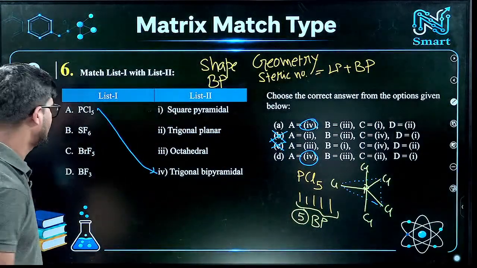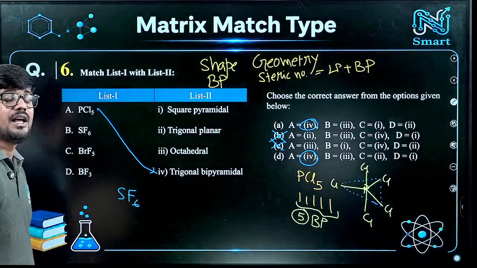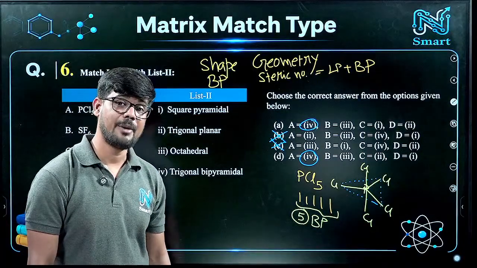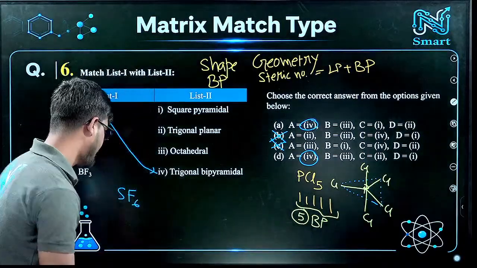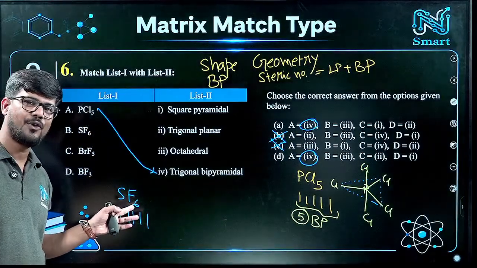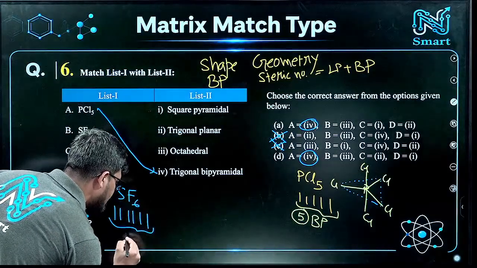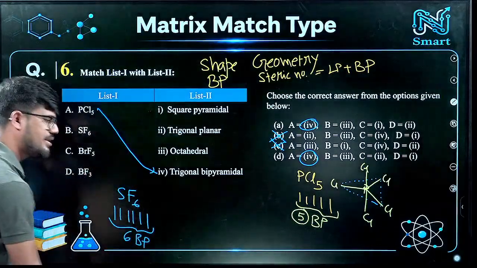Next, SF6. In SF6, the central atom is sulfur. How many valence electrons does sulfur have? 6: 1, 2, 3, 4, 5, 6. And we have 6 fluorine. Each fluorine can form only one bond. So in total you have 6 bond pairs, so the steric number is 6.